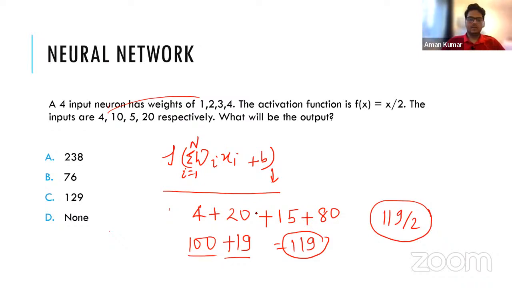So what do you guys say? I'm saying it's D, none. And I showed you the calculation. Do you have any other viewpoint on this? You are free to disagree with me.